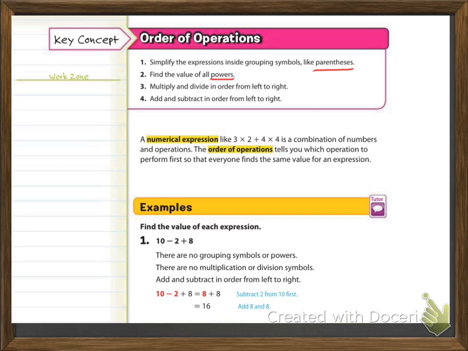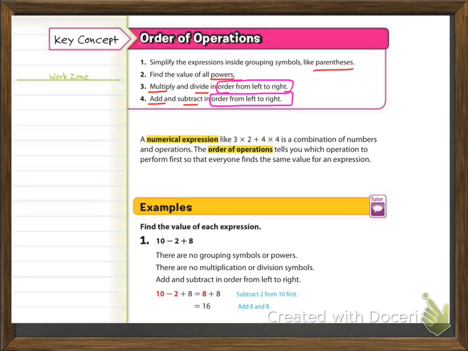Find the value of all the powers. That's the second one. Multiply and divide in order from left to right. This is super, super important. Go ahead and put a box around in order from left to right. And then it says to add and subtract also in order from left to right. So those 2 big boxes are probably where people make the most mistakes. So I just want to make sure to point those out.